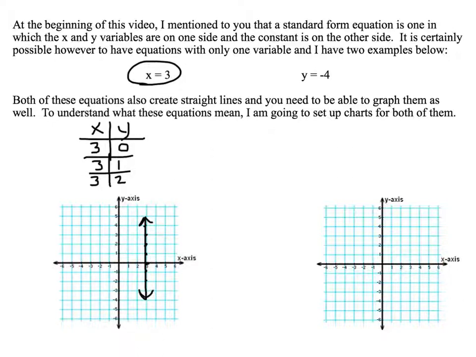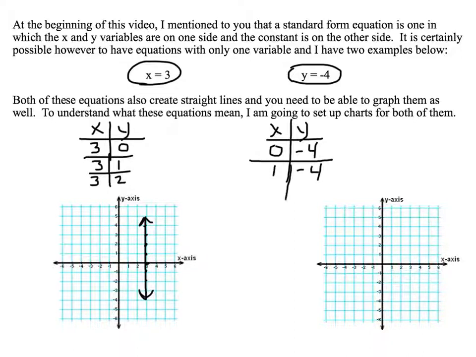For the other equation, y is equal to negative 4, I'm once again going to set up a t-chart. And in this particular t-chart, it tells me that y has to equal negative 4. It doesn't tell me anything about x, so I can make x anything I want to. I can make x equal to 0, or I can make x equal to 1, or I can make x equal to 2, and so forth. Once again then, I can go through and plot these points.